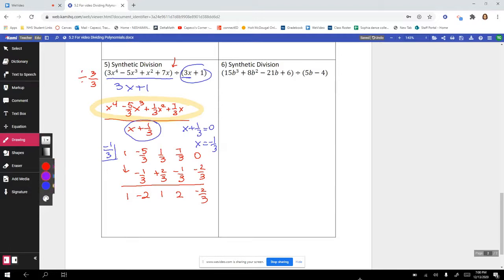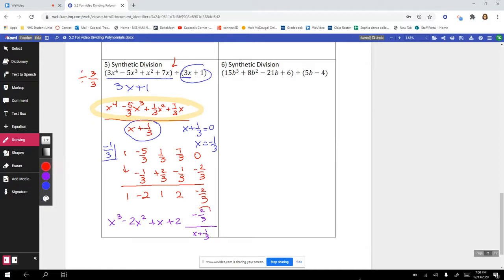Okay, so let's get my final answer. Again, I'm going to start with x to the third. So I have x to the third minus 2x to the second plus x plus 2. Now here's my remainder. So my remainder is really negative 2/3 over x plus 1/3. Now I can simplify that a little bit because that is a little bit messy.